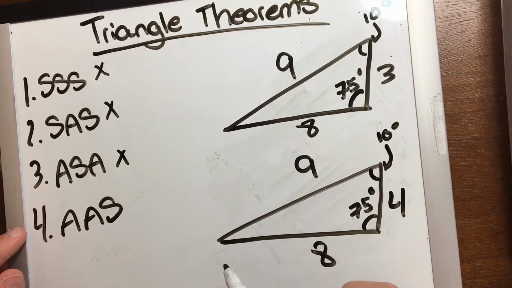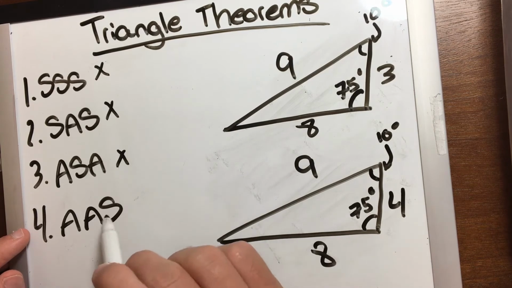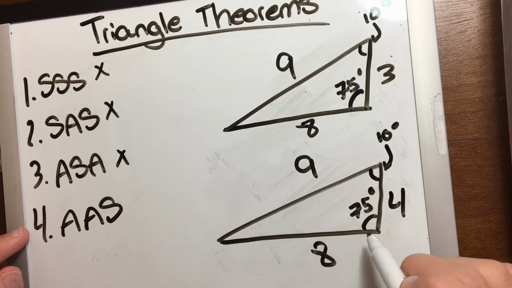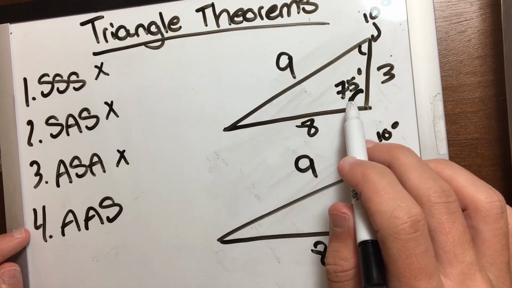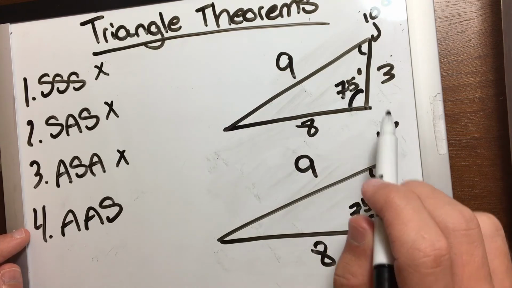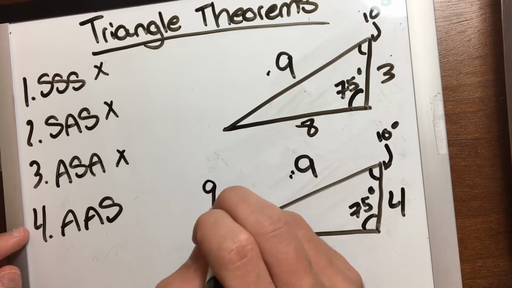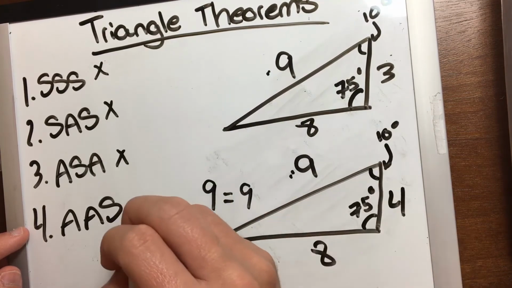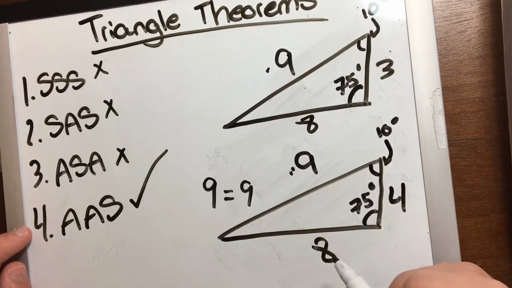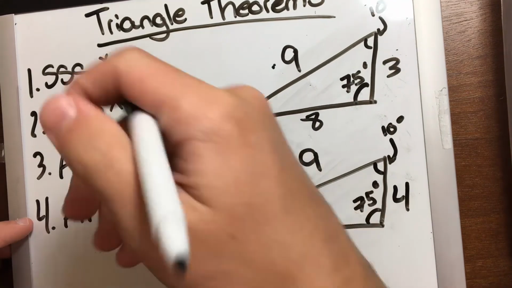But if we come down to here, angle angle side, ooh, this might work. Let's look. 75 degrees, 75 degrees. Then we move up to 10 degrees, 10 degrees. Would you look at that? 9 and 9. 9 equals 9. So this one, check. This means both of these are congruent. Let's try one more.